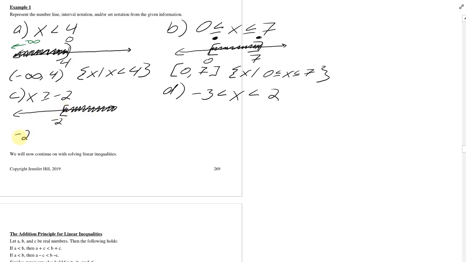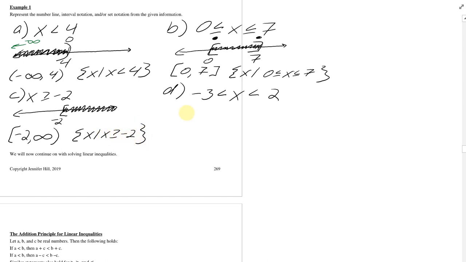And then I'm going to start here at 2 with my interval notation, and I go in the, that's a terrible looking infinity direction. Infinity always, always, always gets the round. You have to repeat that to yourself. Infinity never gets a square bracket. And then my set notation will look like this.